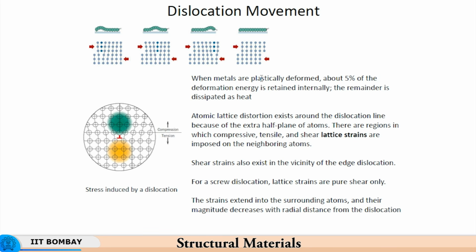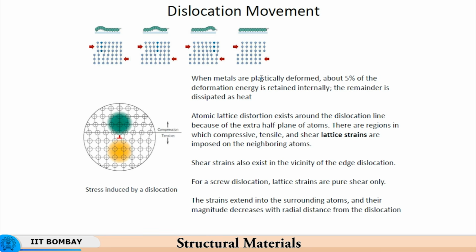And so once the material has entered into the plastic deformation regime, about 5% of its deformation energy is retained internally, while the remainder, the 95% of the energy, is dissipated as heat.